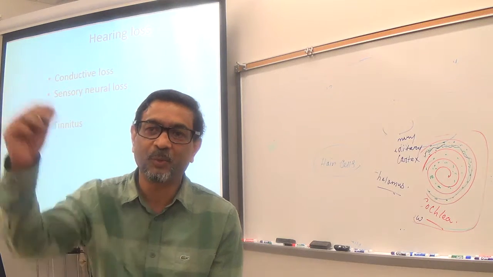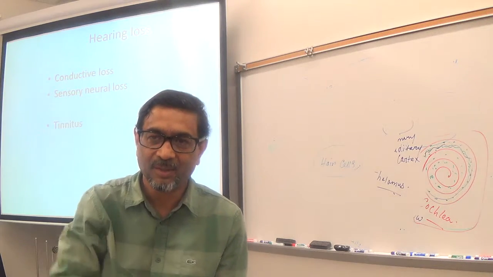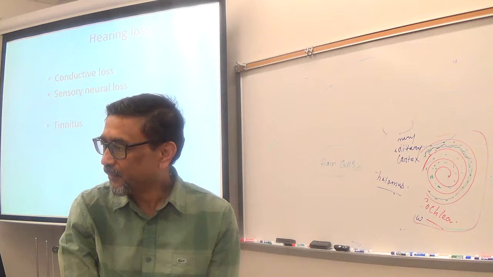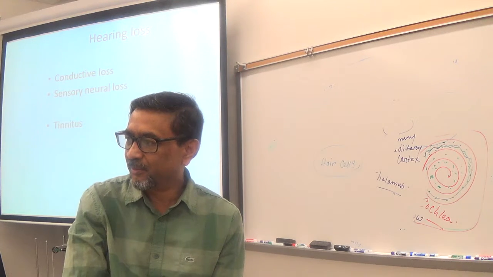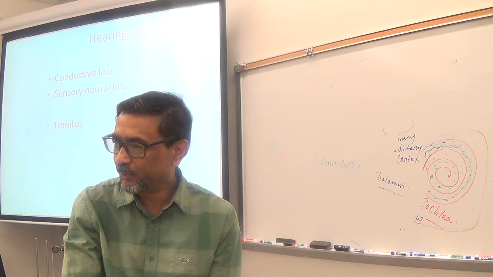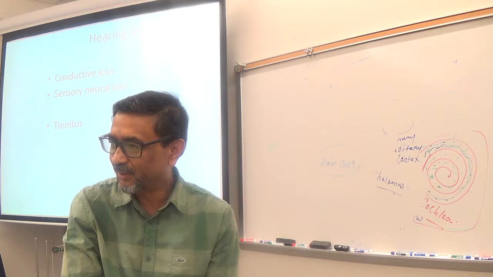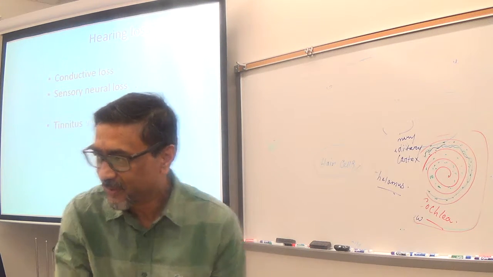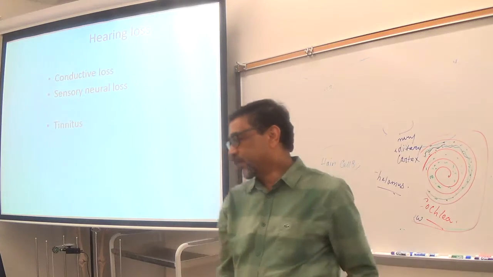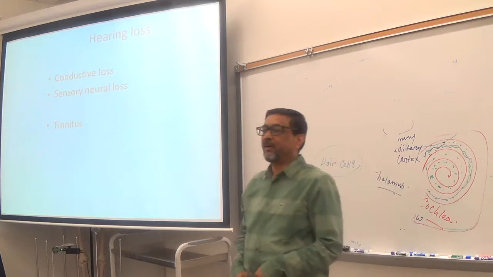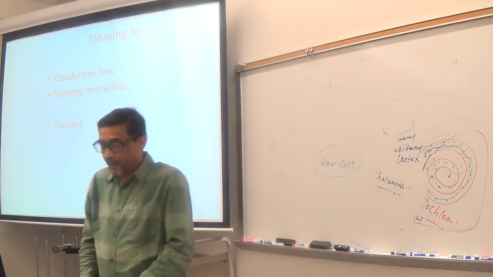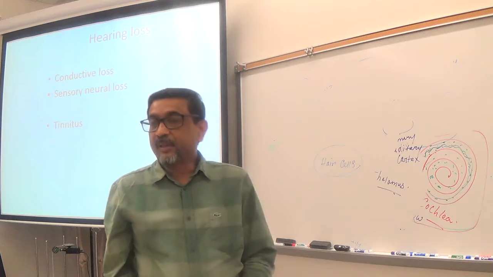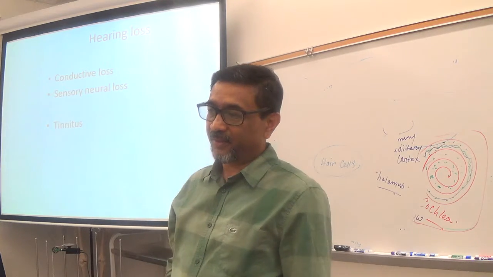We use the artificial cochlea also. So very recently they have found a few stem cells there, but they are not enough to replace. So that is conductive and sensory neural hearing loss. Now, what can cause sensory neural hearing loss?